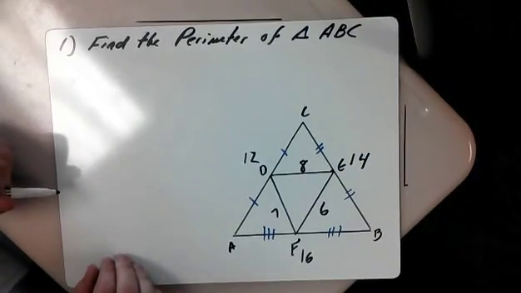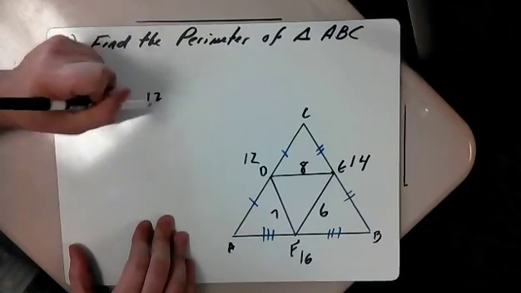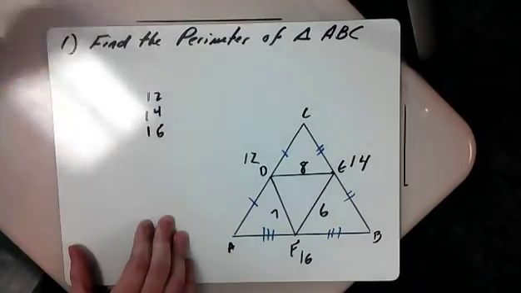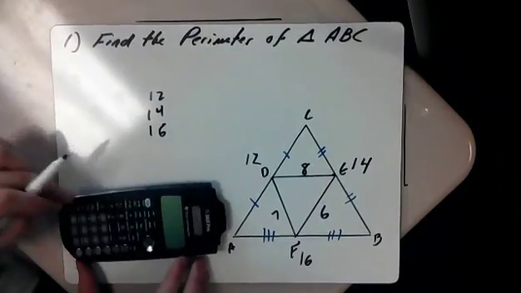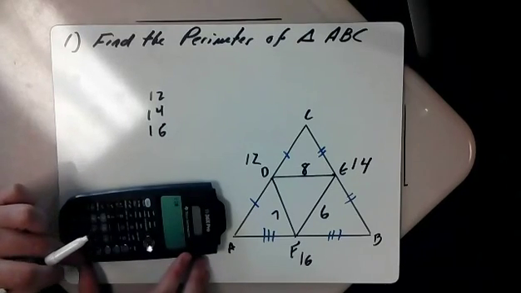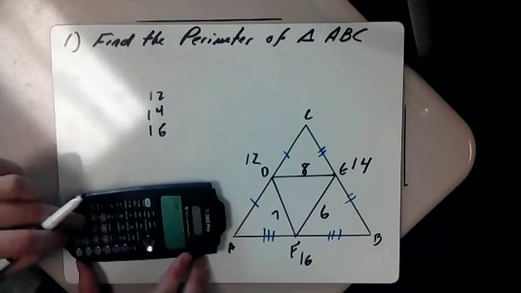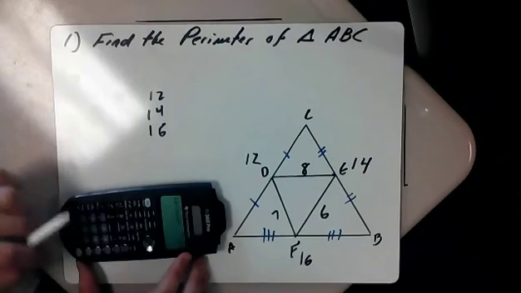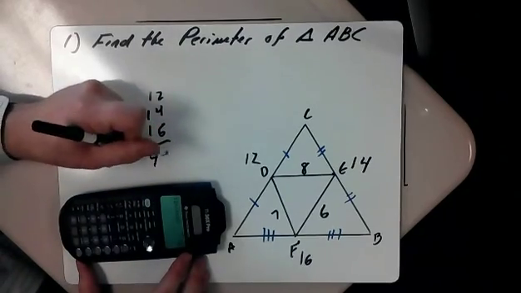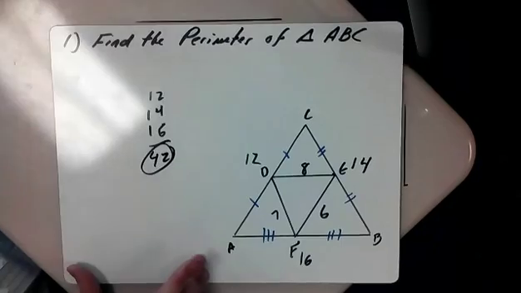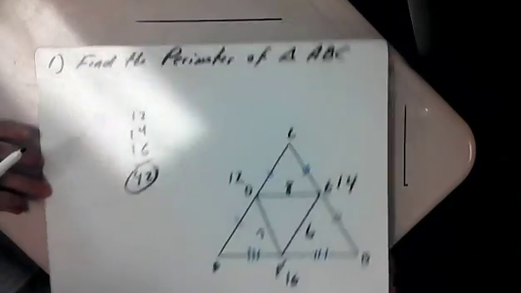All right, and then from there, all I need to do is add them up, which I will do with my trusty calculator. 12 plus 14 plus 16, and I will get 42. Okay, and that's how we answer that question. Next.